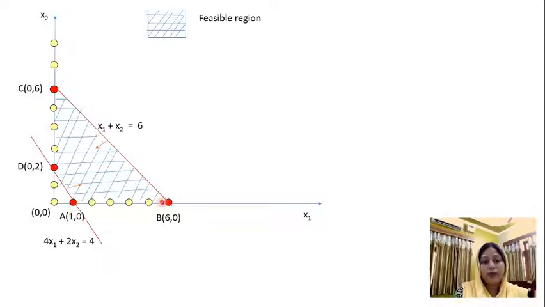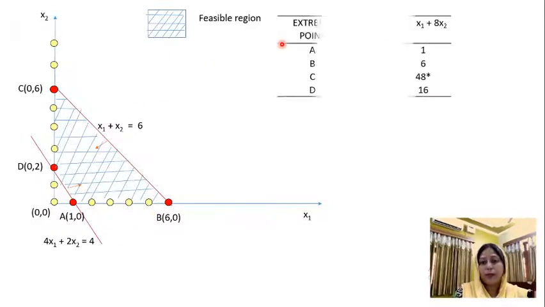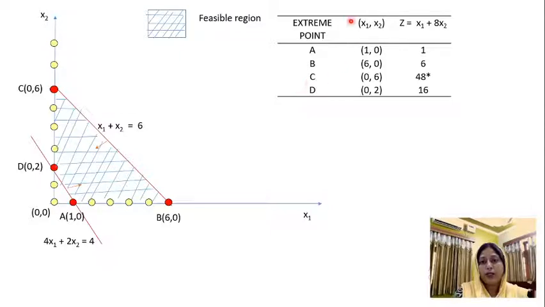So I'll look at the extreme points only, the extreme vertices of this shaded region which is my feasible region. So the extreme points are A, B, C and D. The coordinates are 1, 0; 6, 0; 0, 6; and 0, 2. I'll make a table where I'll put the extreme points, then the values of the coordinates x1, x2, and then I will compute the value of the objective function, which is x1 plus 8 times x2, at these vertices. A is 1, 0, that means Z is 1; B is 6, 0, so 6; C is 0, 6, 8 sixes are 48; and D is 0, 2, so 16.